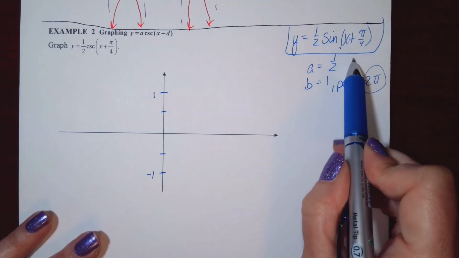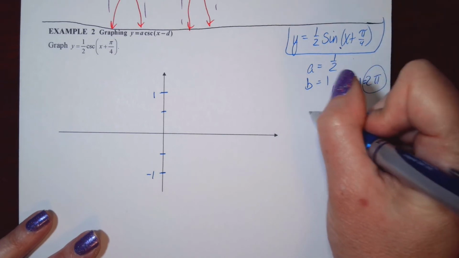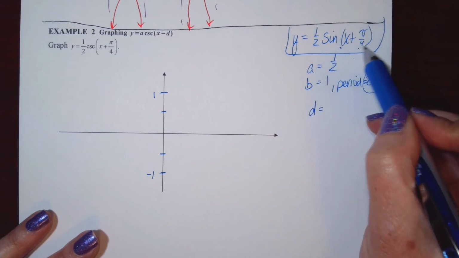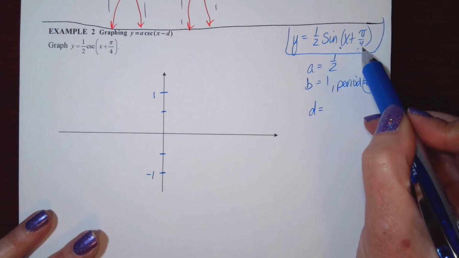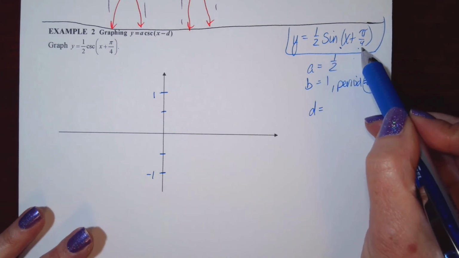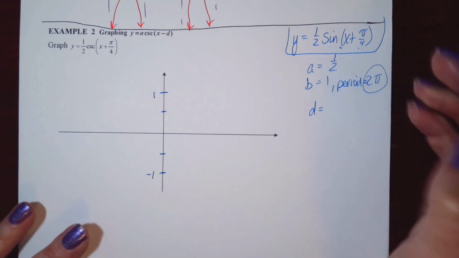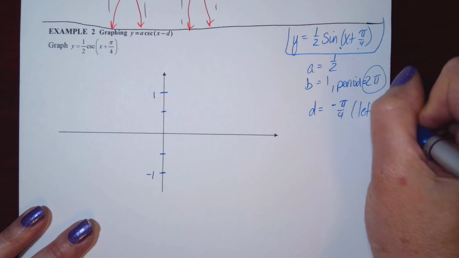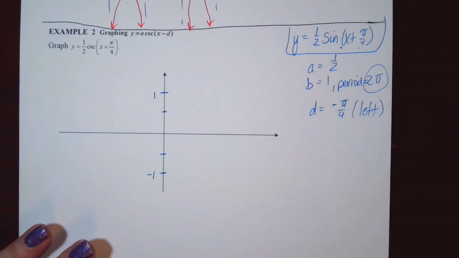I do have a phase shift though. This is a D value, a phase shift value. I don't need to factor out a value for B, so my phase shift is actually pi/4, but is it positive or is it negative? Well, that is a negative pi/4, which means my phase shift is back to the left.